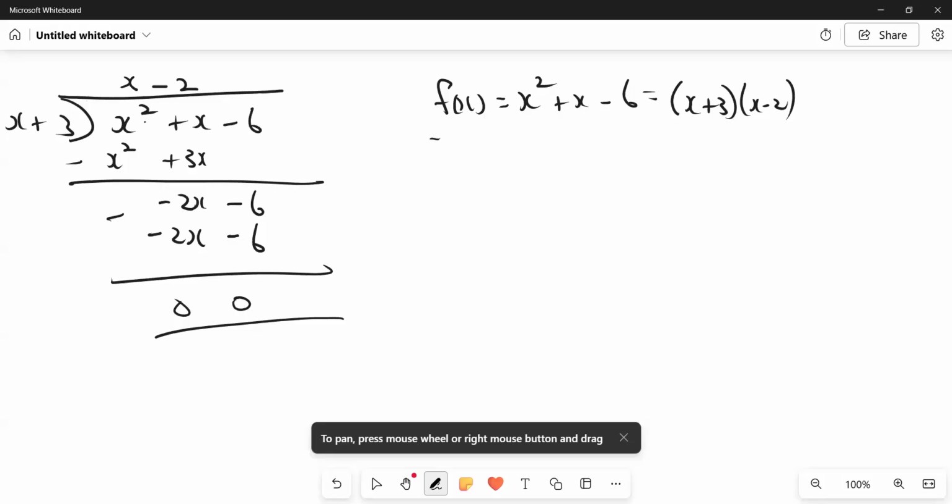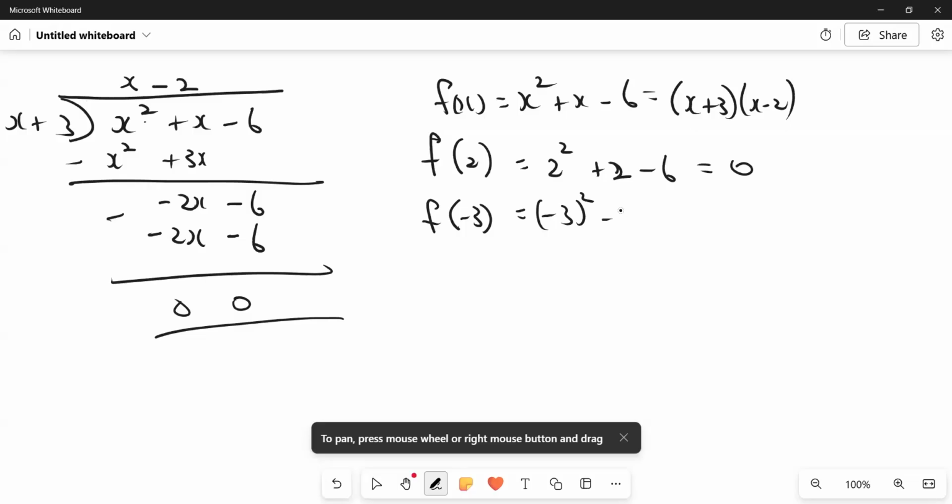If I were to find f(2), that would be equal to 2 squared plus 2 minus 6, which is 0, right? Similarly, if I were to find f(-3), I'll have minus 3 squared minus 3 minus 6, which is 0. You notice that? When we take the number in here, the opposite sign, put it in the function, we get 0, right?